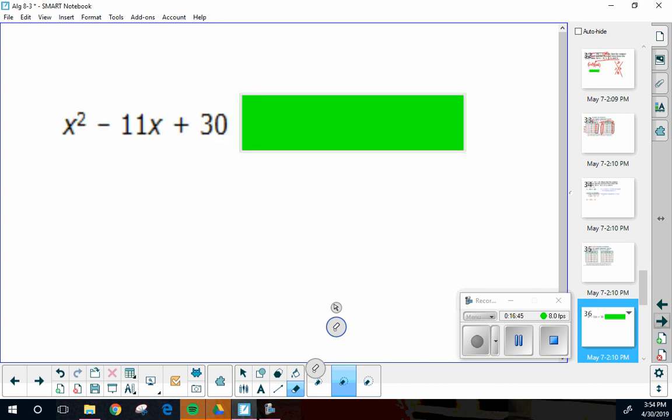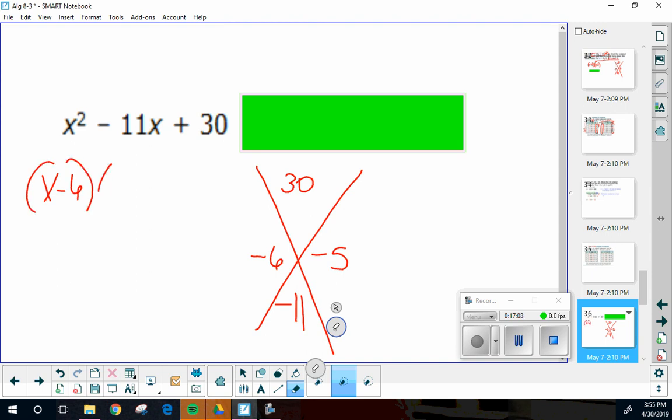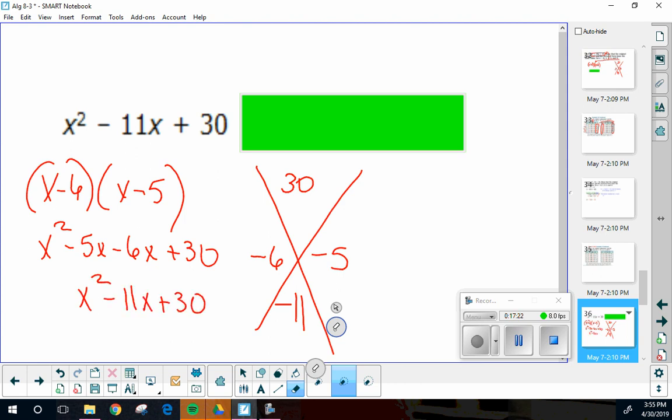Okay, and one last time, just to end, take the last number, put it in the top, middle term coefficient, put it there. This would be negative 6, this would be negative 5, x minus 6, x minus 5, x squared minus 5x minus 6x plus 30, x squared minus 11x plus 30. Check. We are back to where we started.